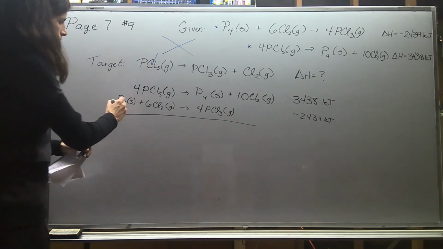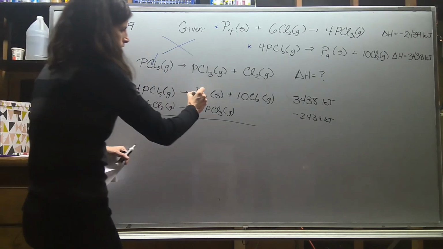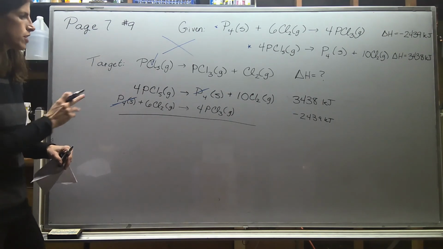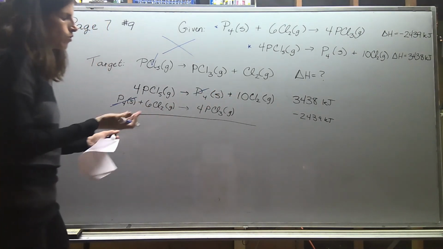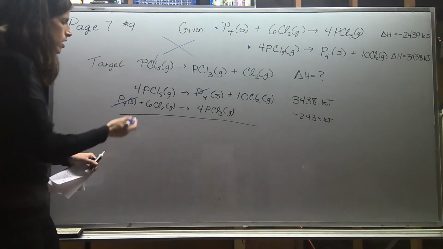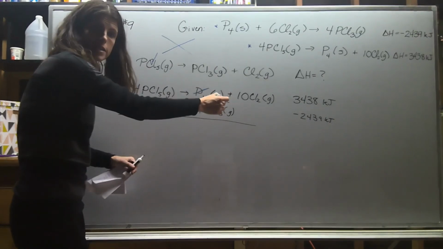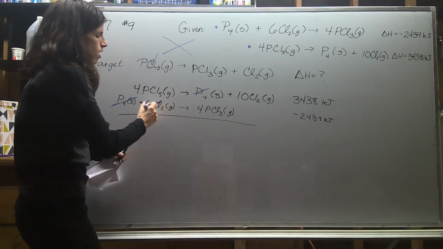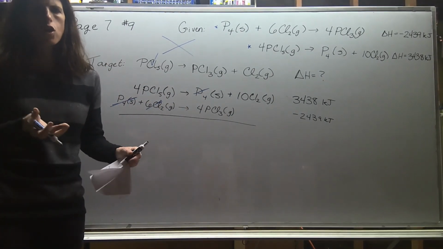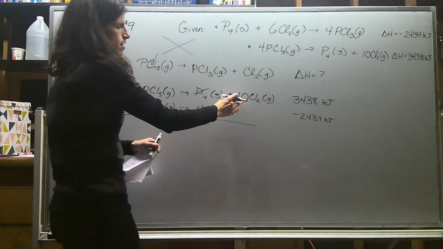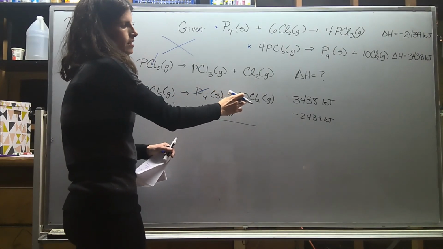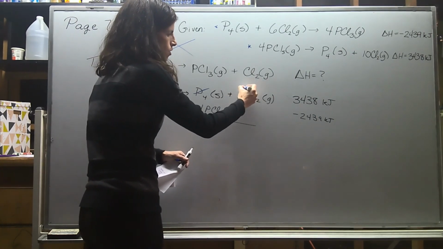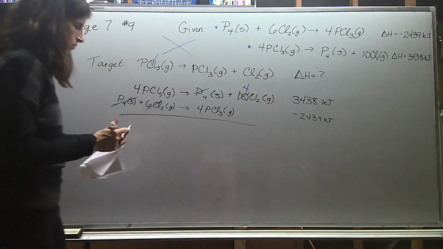So for instance, I noticed that P4 will cancel. It's along that diagonal. The diatomic chlorine, they're both gaseous, they're both diatomic chlorines, but this one has 6 and this one has 10. So when you have different coefficients, you get rid of the one that has the smaller coefficient value. That means we're getting rid of 6 moles of diatomic chlorine over here, so we're going to be left with 4 at that point.